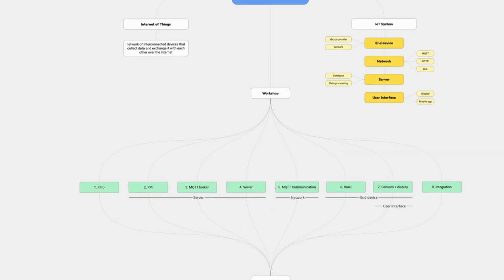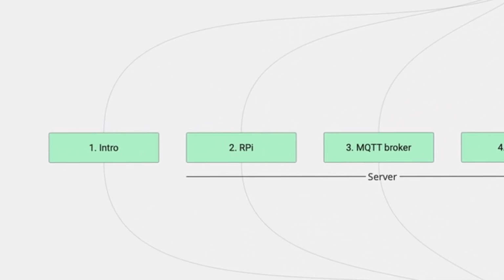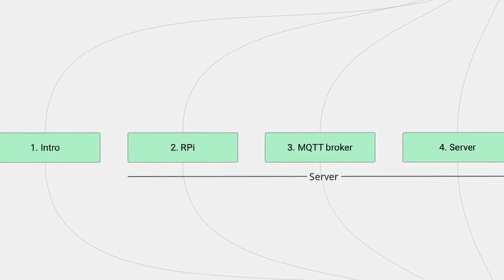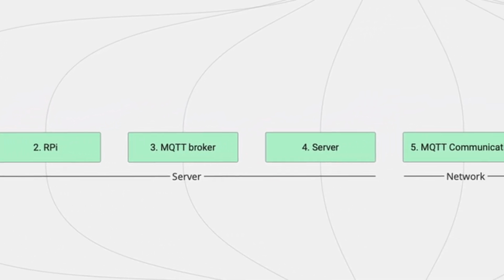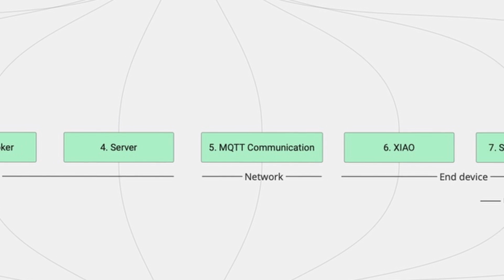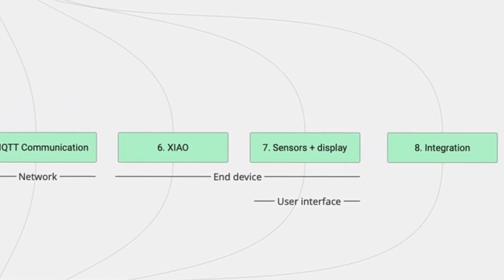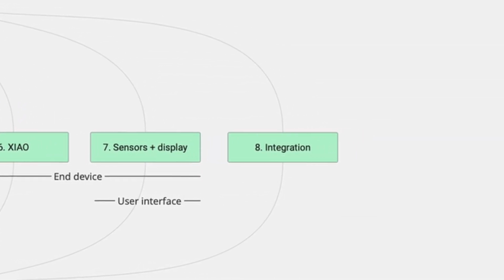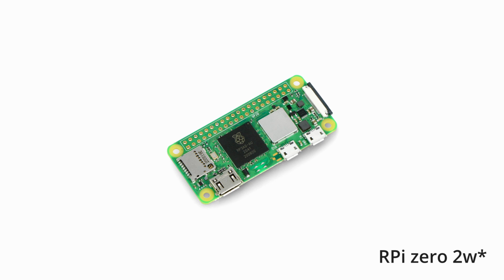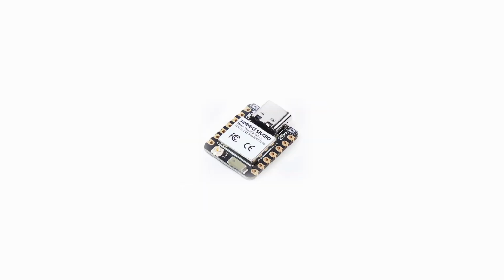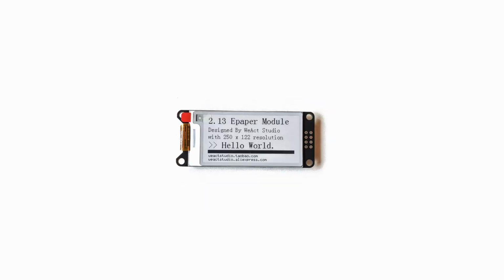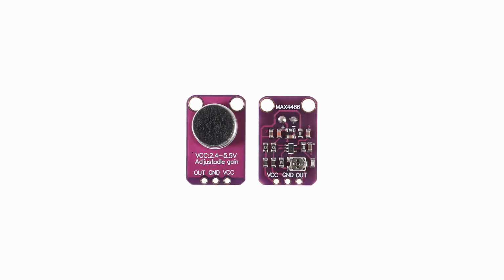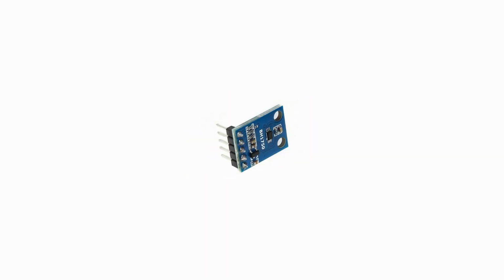We will install the system on a Raspberry, add an MQTT broker and a server with a database to it, configure the Xiao microcontroller, read data from the sensors and transmit it to the server, finally add the display to the project. During the workshop, we will be using the following components: Raspberry Pi Pico 2W, Xiao ESP32C6, WIACT 2.9 e-paper display, and sensors for temperature, humidity and pressure, sound intensity, air quality, and light intensity.